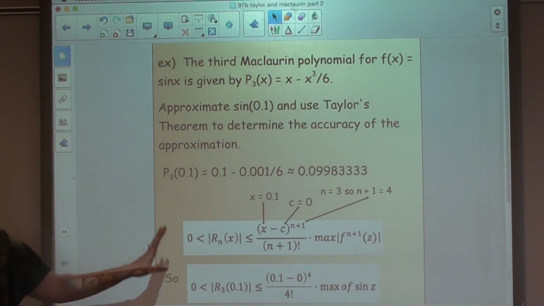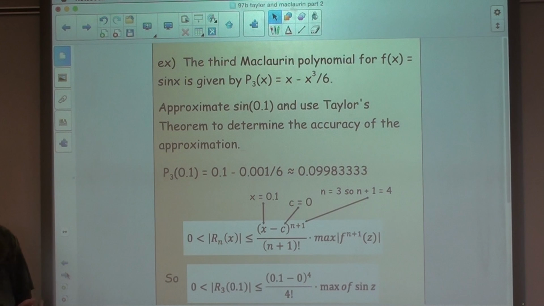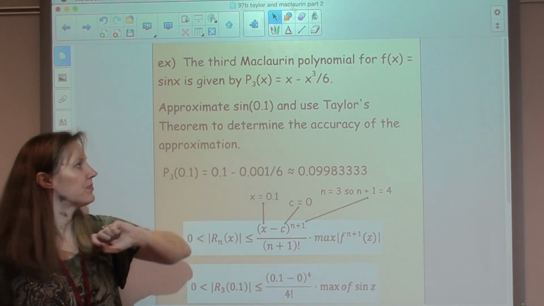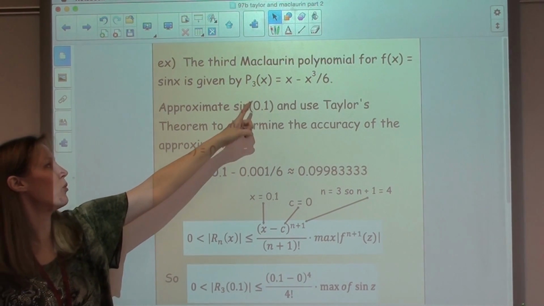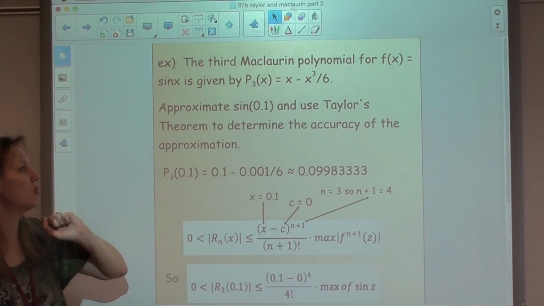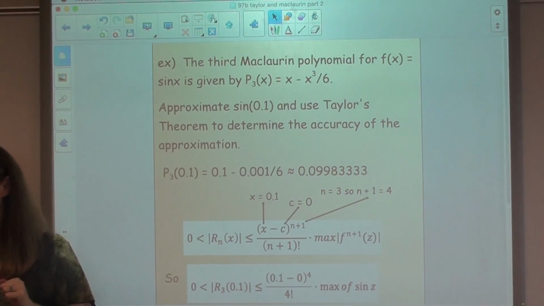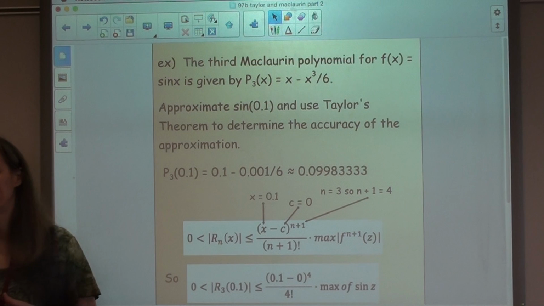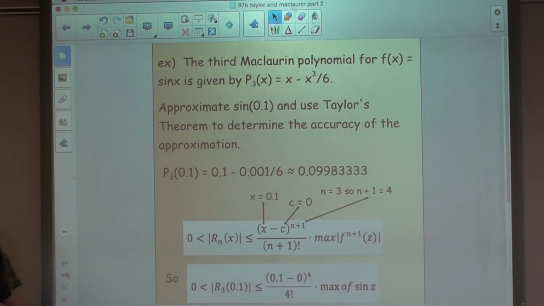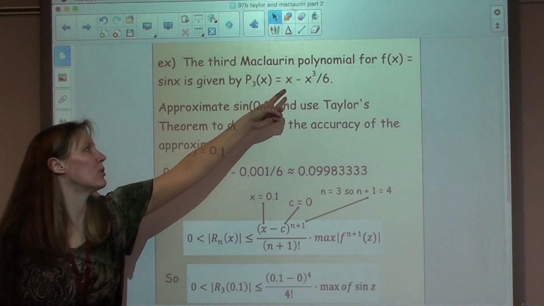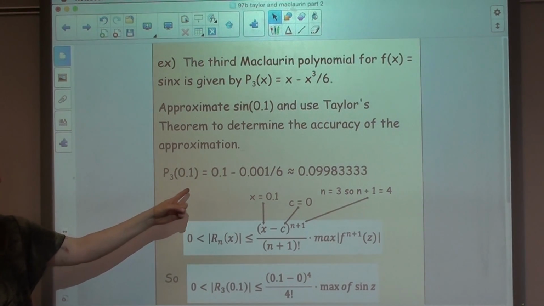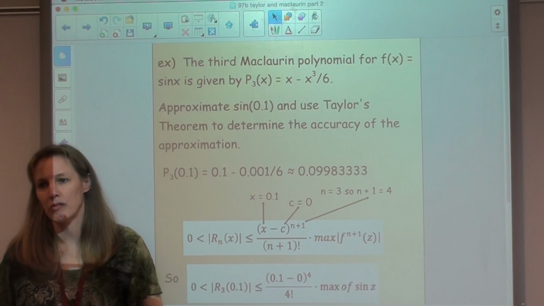Okay, I'm going to walk you through an example slowly and carefully, okay? So the third Maclaurin polynomial for f of x equals sine x is given by this. All right, this is our third Maclaurin polynomial. We're going to approximate the sine of 0.1, and then we're going to use Taylor's theorem to determine the accuracy of our approximation. Sine of 0.1, if we approximate it, it's just plugging a 0.1 into our polynomial, right? So our approximation is just p of 0.1, and you end up with 0.09983333.